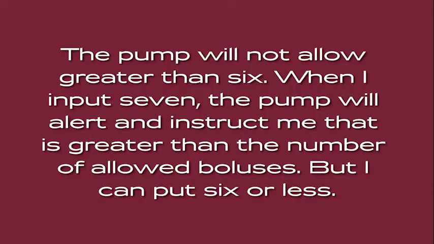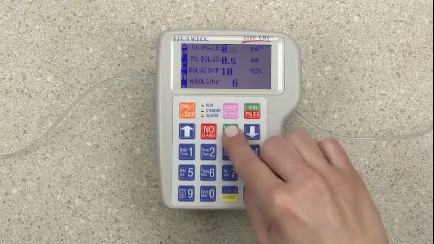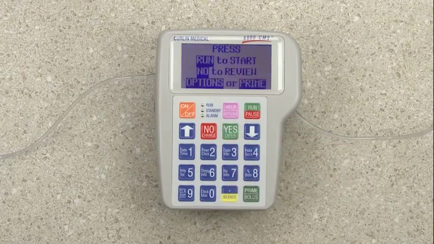The pump will not allow greater than 6. When I input 7, the pump will alert and instruct me that is greater than the number of allowed boluses, but I can put 6 or less. So we are going to put 6 and press Yes. The last programming field asks if programming is finished. Press Yes to the Done field, and now we are finished programming.